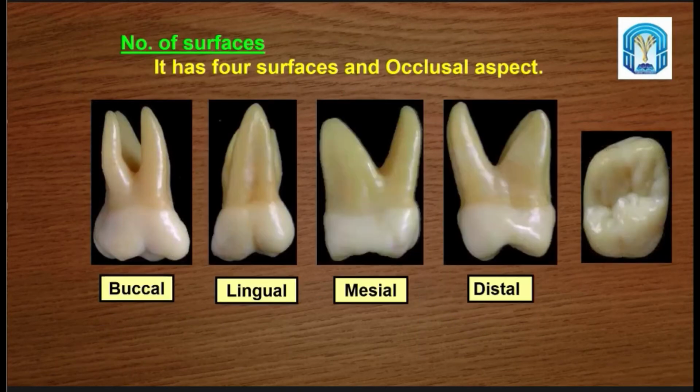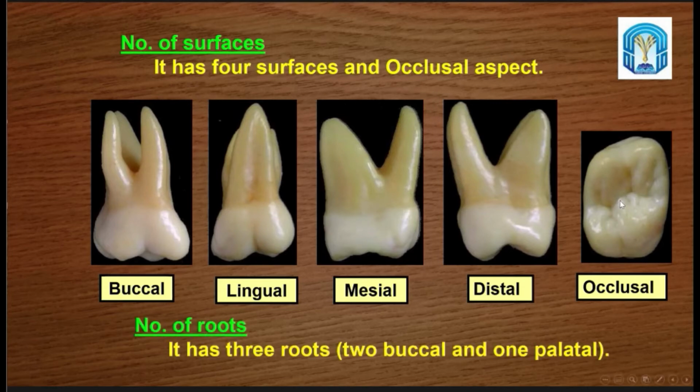So how many surfaces are there on the maxillary molars? 5 surfaces as usual: buccal surface, lingual surface, mesial surface, distal surface, and occlusal surface. You see, the occlusal surface is a little bit more complicated. It has 4 cusps, 3 fossae, and developmental grooves, with multiple supplementary grooves.